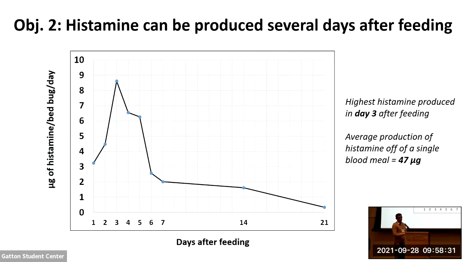You can see 47 micrograms of histamine from a single bedbug in 21 days. I stopped the result at 21 days because some bedbugs died, but they are producing so much histamine in 21 days with a single blood meal. And the highest amount was produced on day three, 8 micrograms.